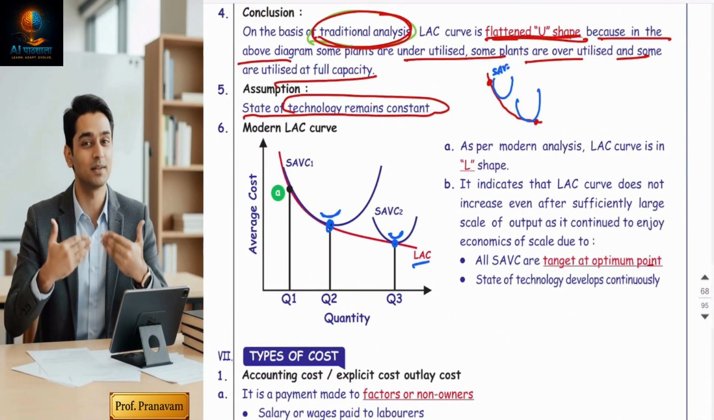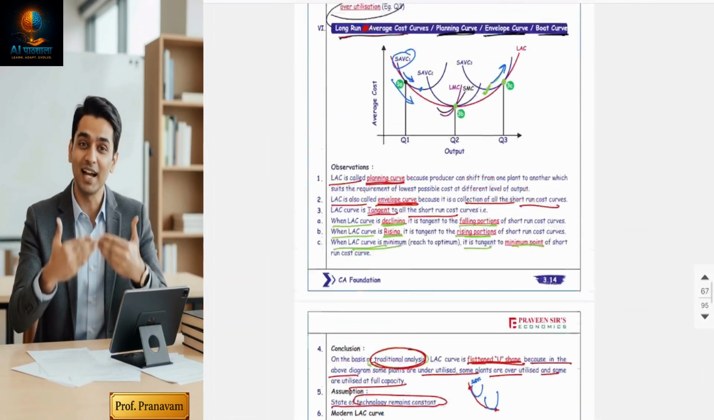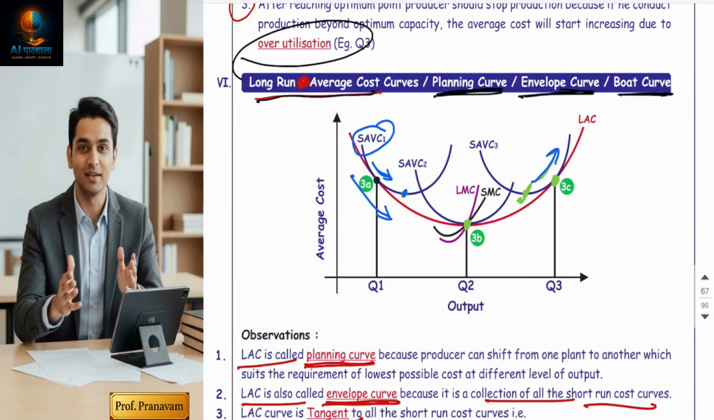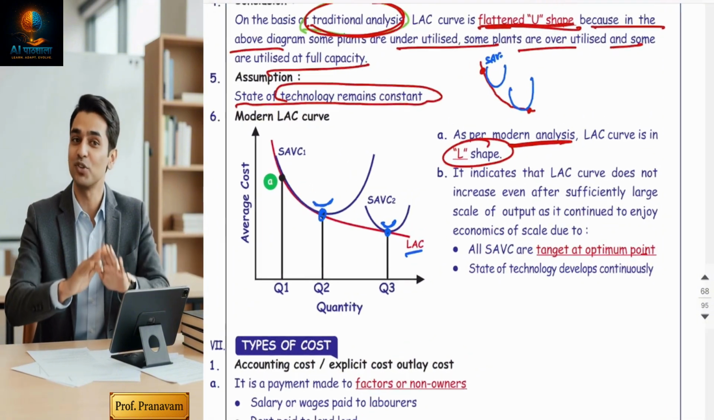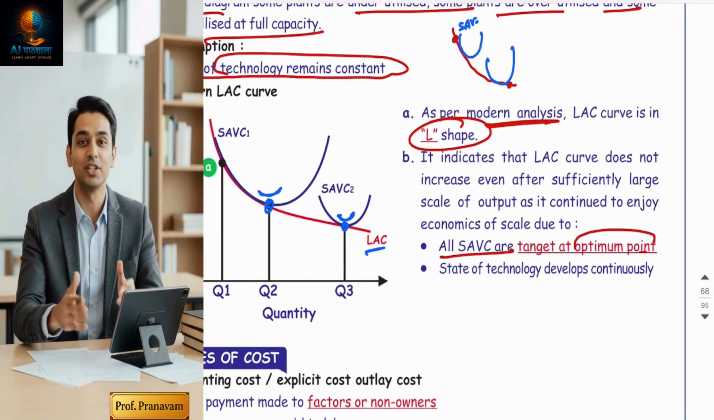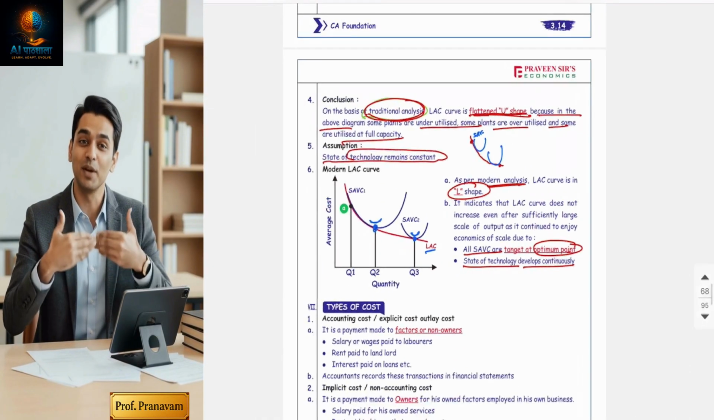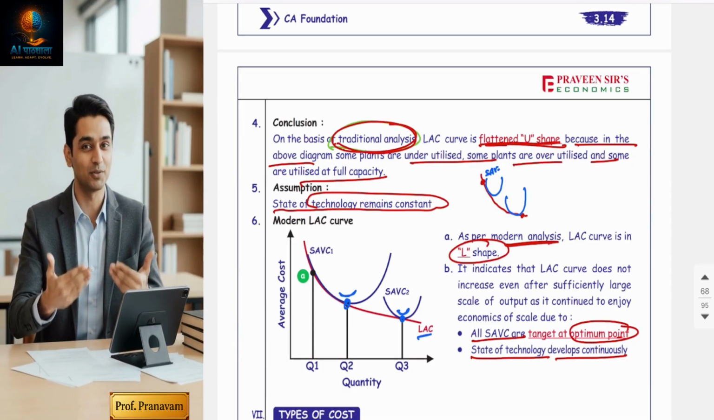So as per modern analysis, the LAVC curve is L shaped, and in traditional analysis, U shaped. But you know what? This is the main theory, because the mother theory is traditional. Modern economics has derived from the previous one only. So all SAVC curves are tangent at an optimum point and the state of technology develops continuously. By this, the long run cost curve is also over.